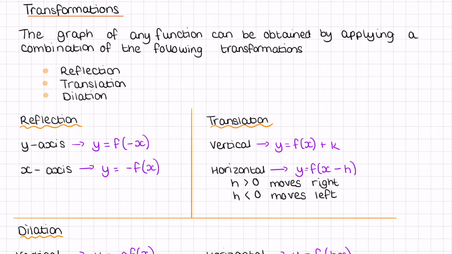Now in an IB exam, if you're ever asked to describe a translation, you need to say it translates or it shifts vertically or horizontally. Do not use the word move, you will get 0 marks.